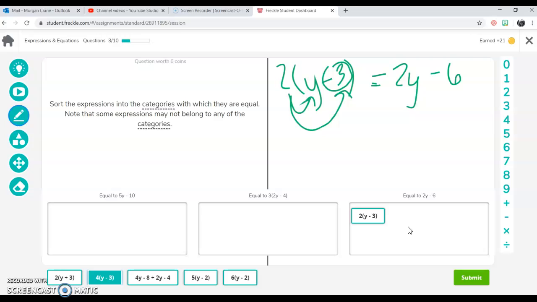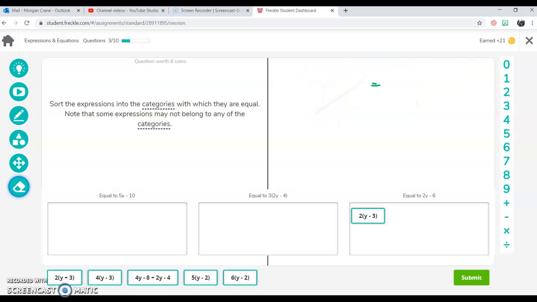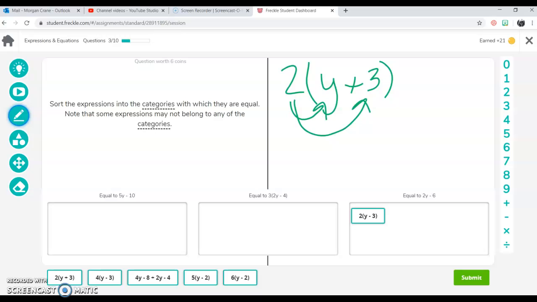And then let's see one that doesn't work. So one that doesn't work would be 2 times y plus 3. So distributive property again. 2 times y is 2y. This time we have positive 3 times positive 2, which would be positive 6. None of these down here are equal to that. So this is one that doesn't work. So that first option doesn't work.